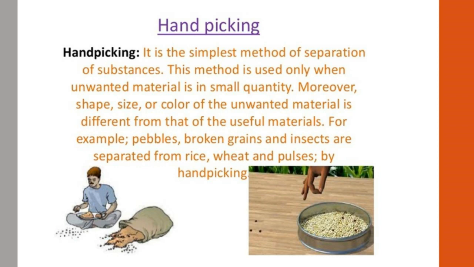The next method, hand picking. If the rice that we cook has stones in it, we have to pick the stones out, isn't it? So, how do we identify a stone from a grain of rice? If the stones are visible, different from the grain, they can be easily picked and separated by hand. This is hand picking. But if the stones look very similar to the rice, it is difficult to separate.